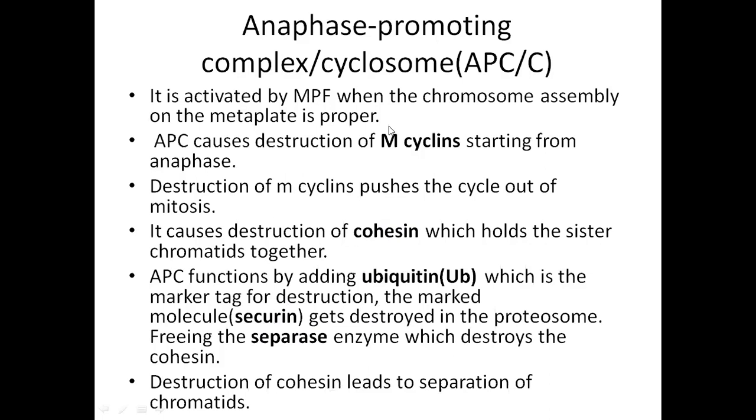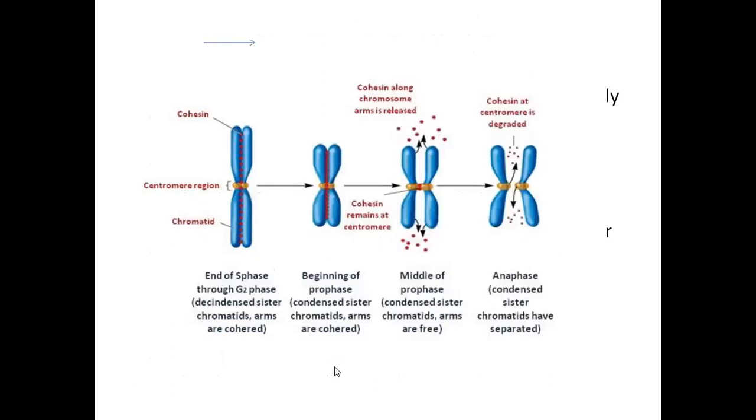In that way, APC acts as a very important regulatory complex. And this is active only when the chromosomal alignment is proper in the metaphase plate. We shall see this in a diagrammatic format here. So this is the separase, the red one, and this is the securin. Both of them are bound to each other and they are in inactive form.